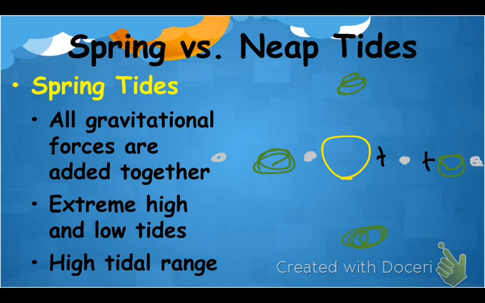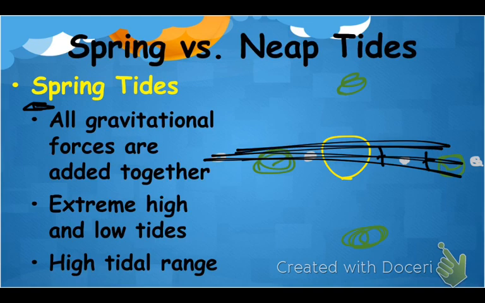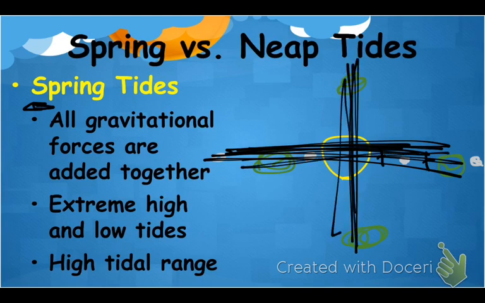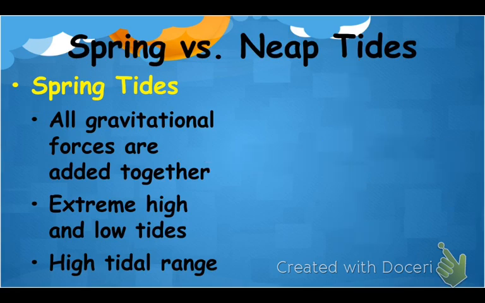Now, I can remember that a spring tide is in a straight line because spring starts with an S, and this is in a straight line all together. So spring tide is when the sun, moon, and earth all form a straight line, whether that's going sideways or whether that's going up and down. If they form a straight line, it is a spring tide, and they will have extremely high tides and extremely low tides.